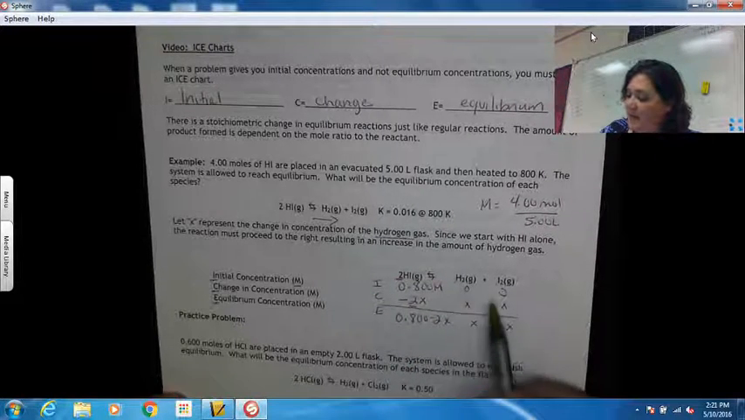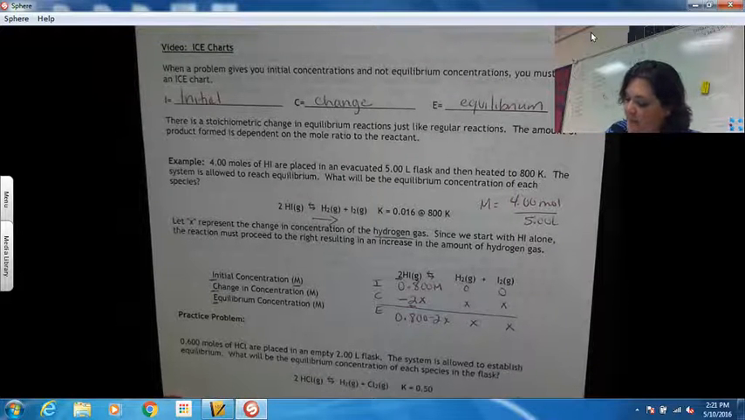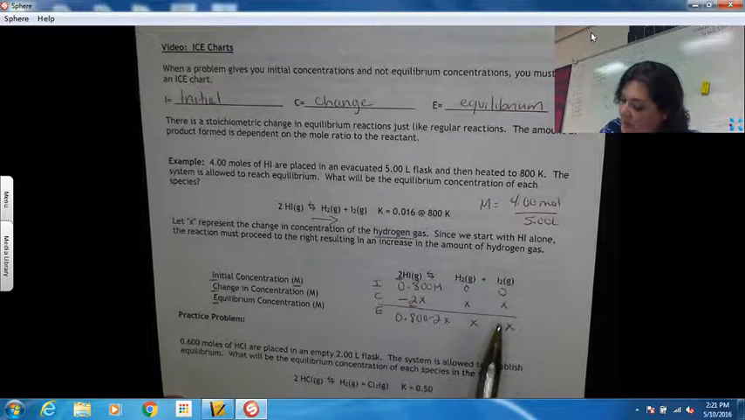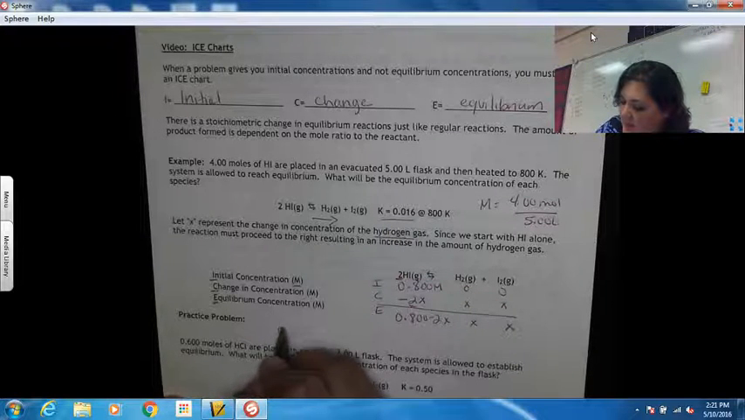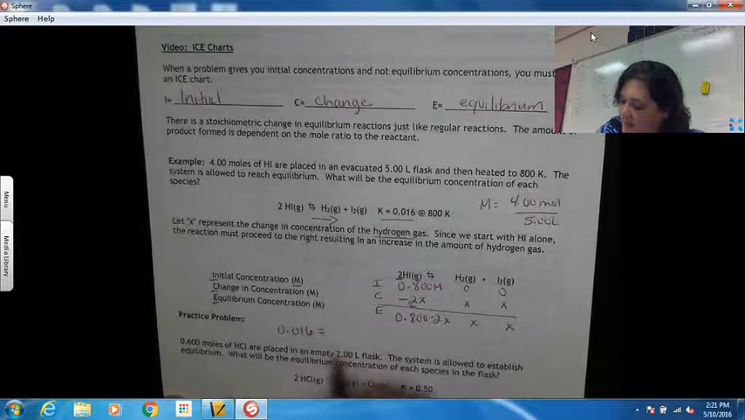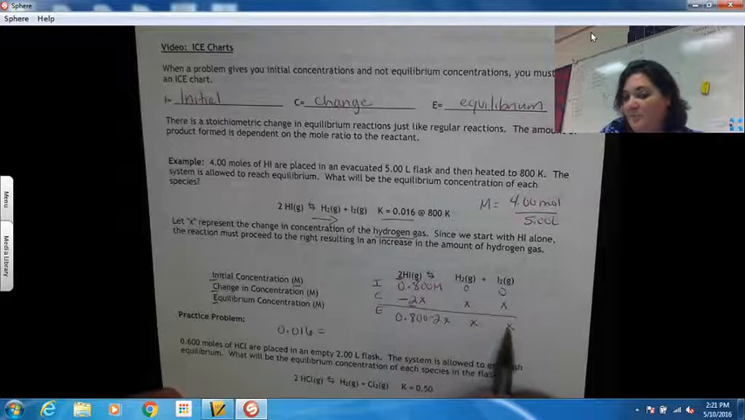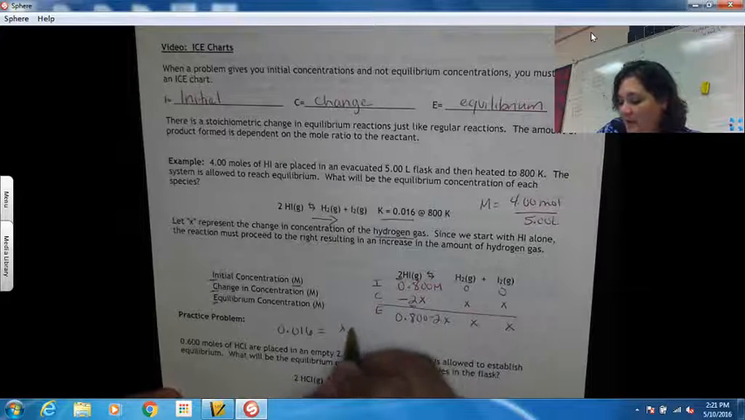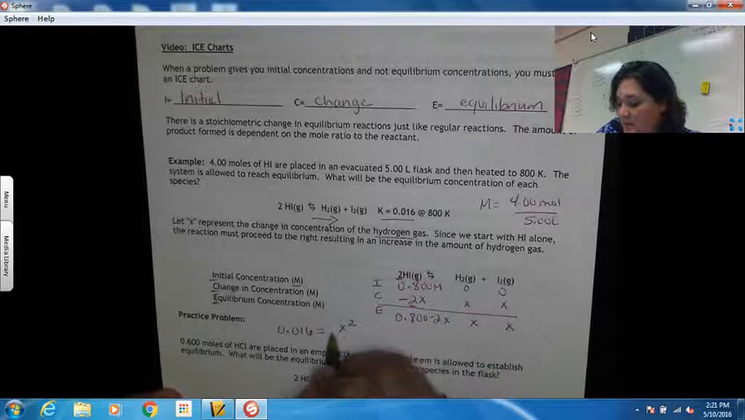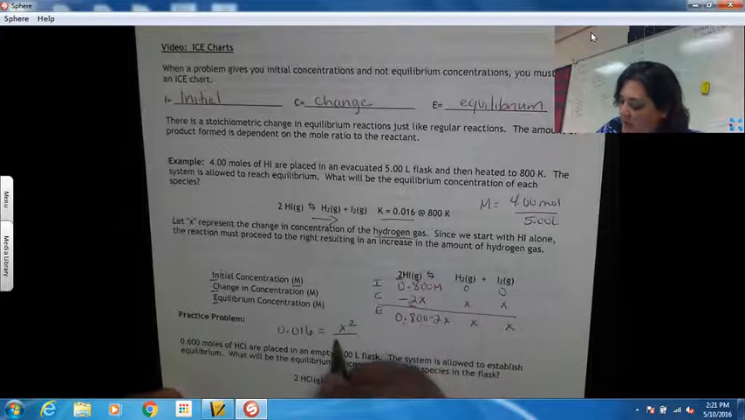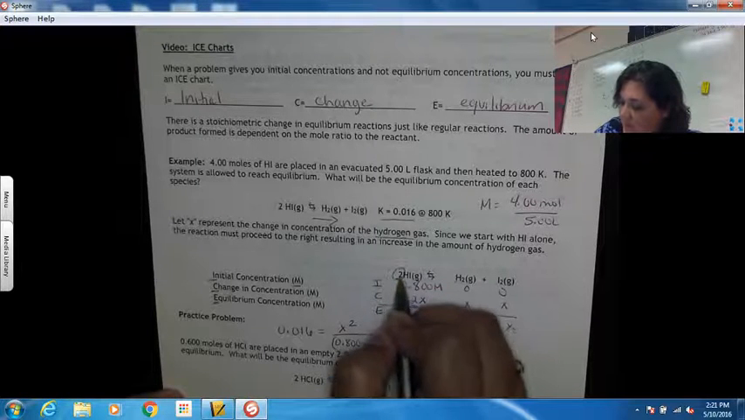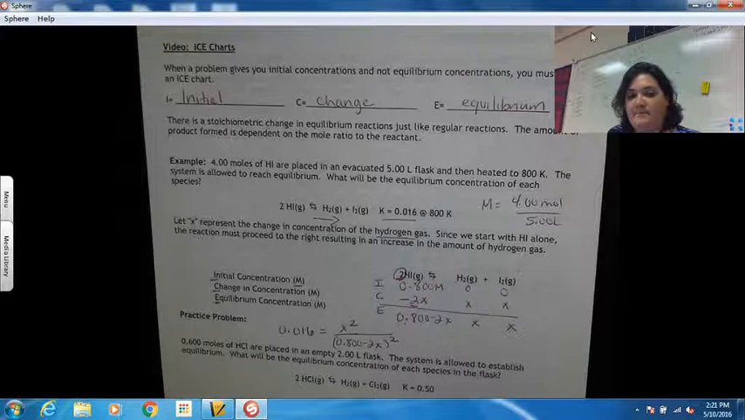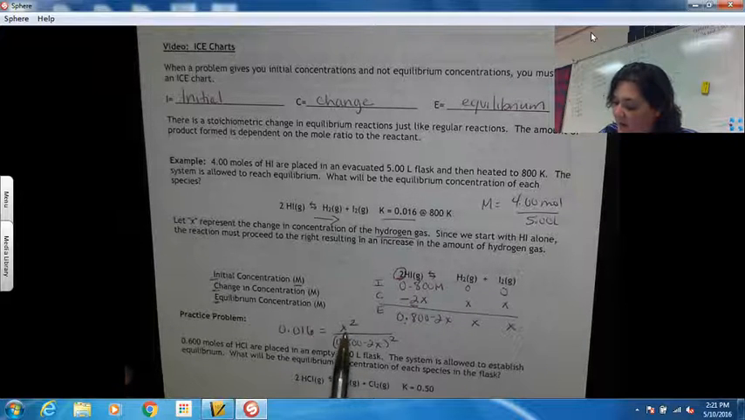Okay, we just add them down. Okay? And then we would calculate. So we know that our equilibrium constant was 0.016. So 0.016 is equal to our concentration of our products, which are each x. So x times x is x squared over the concentration of our reactant at equilibrium. And that too has to be squared because of the coefficient. Right? So then we calculate and we find what x will be.